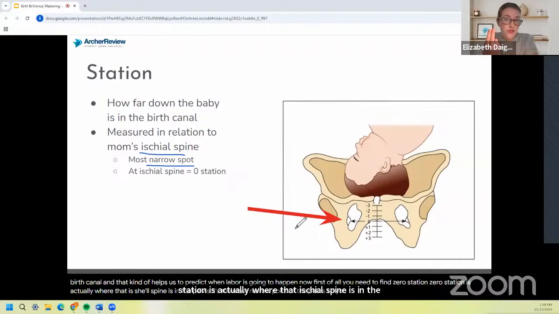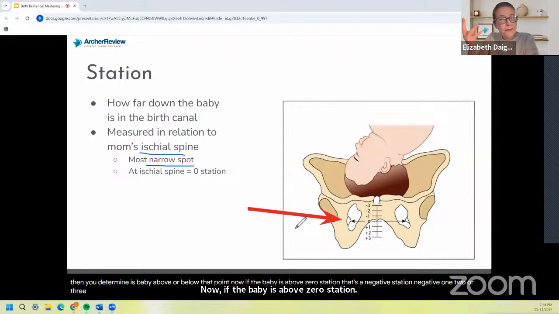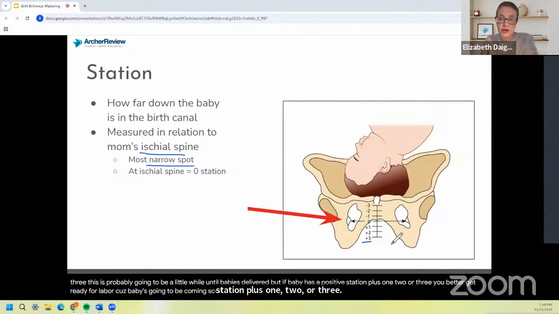So you insert two fingers, you feel for that first, and then you determine, is baby above or below that point? Now, if the baby is above zero station, that's a negative station, -1, 2, or 3. That means it's probably going to be a little while until baby's delivered. But if baby has a positive station, +1, 2, or 3, you better get ready for labor because baby's going to be coming sooner than later. So you need to know how to measure that as well.